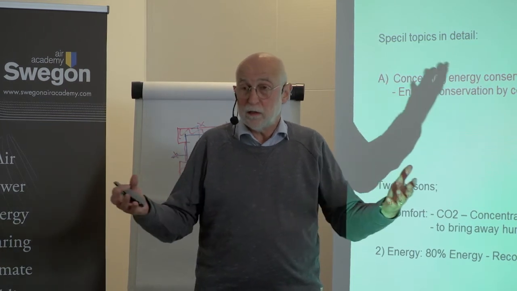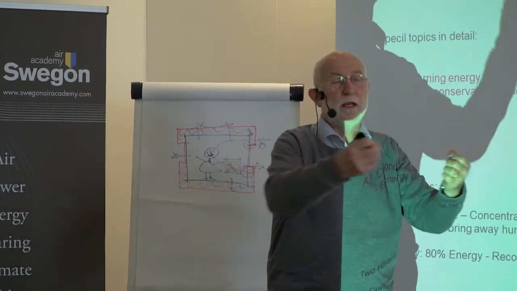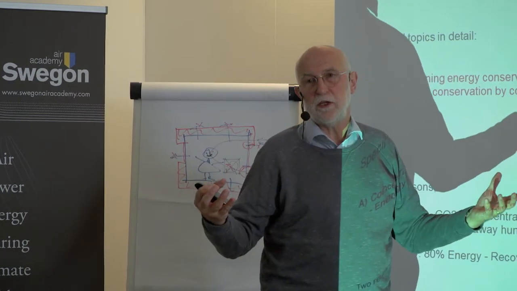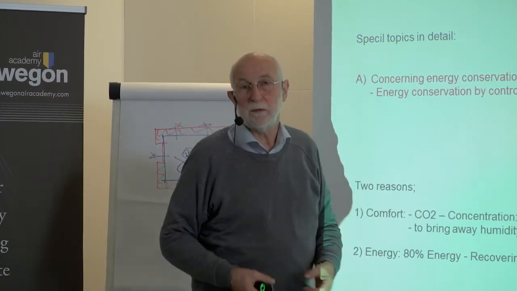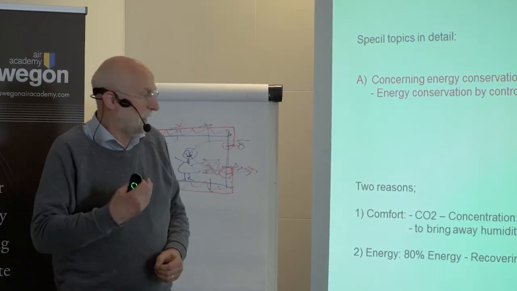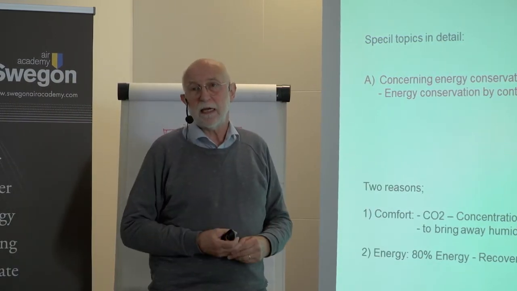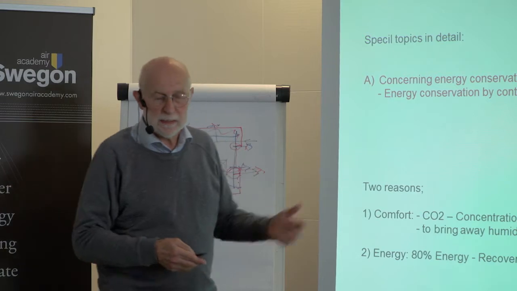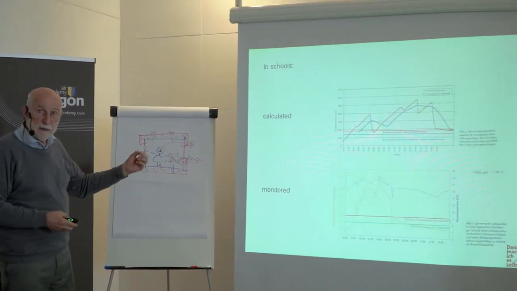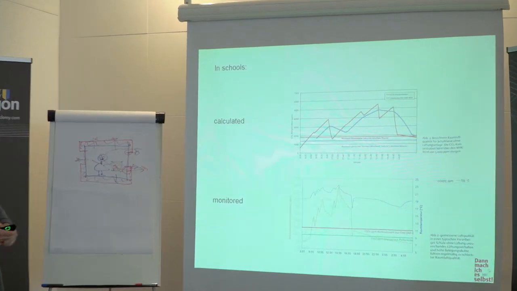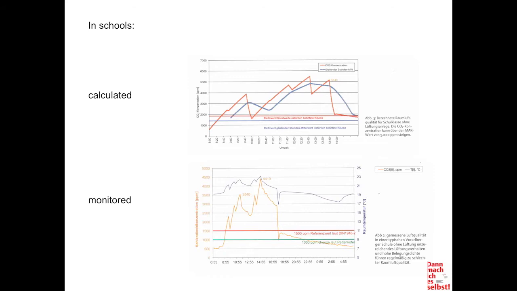If you calculate it for a normal house, you would have to open the window every 3 hours to get enough fresh air. When we don't do it, then we have to make it with controlled ventilation. Additionally, we can recover about 80% of the energy which is in the outgoing air in winter. Studies were made in Germany and in Austria, calculated and monitored in schools.